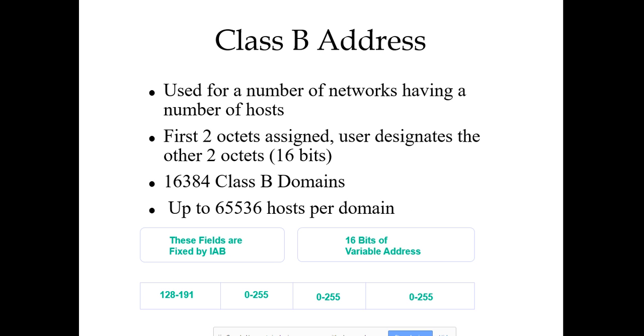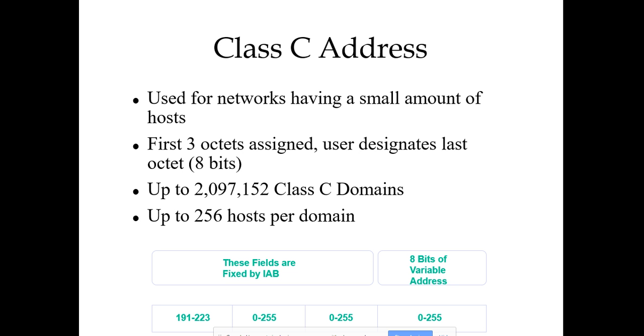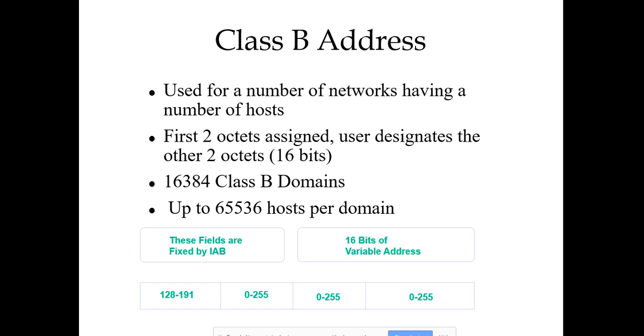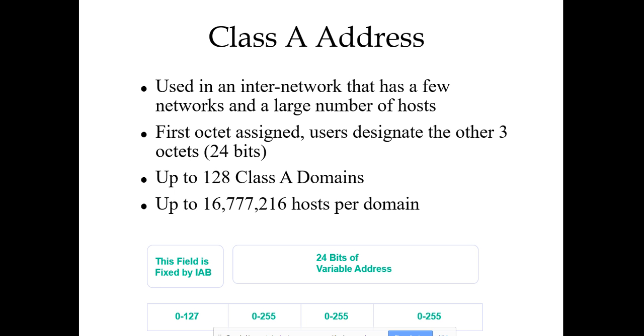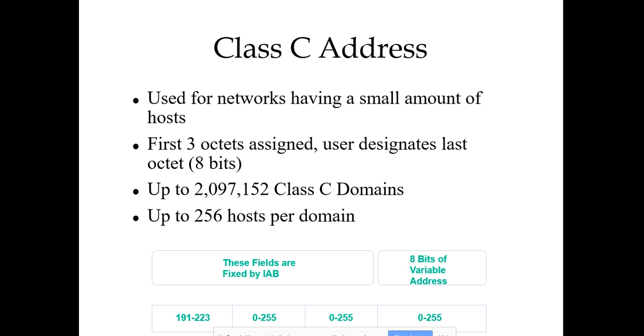Class B, it's 16,384. Class C, it's 2,097,152 domains. So the domains increase with the different classes, and the hosts decrease. So it goes from almost 17 million, to 65,000, to 256. So with the different classes, just know that that is the difference between them. Class C has a bunch of domains that are out there, and specifically that's what that's for.